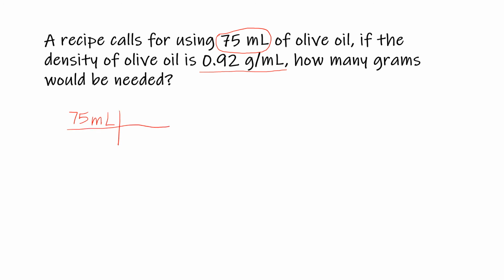Since our units are milliliters, we're going to put milliliters on the bottom. So from our density, it's 0.92 grams per milliliter. So it's an understood per 1 milliliter. So 1 milliliter goes on the bottom. 0.92 gram goes on top. So 75 times 0.92 gives us a value of 69 grams.